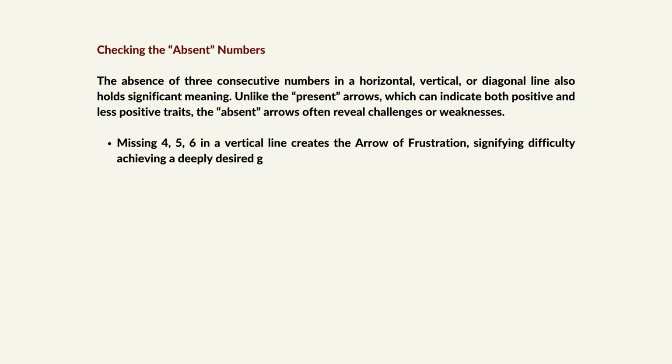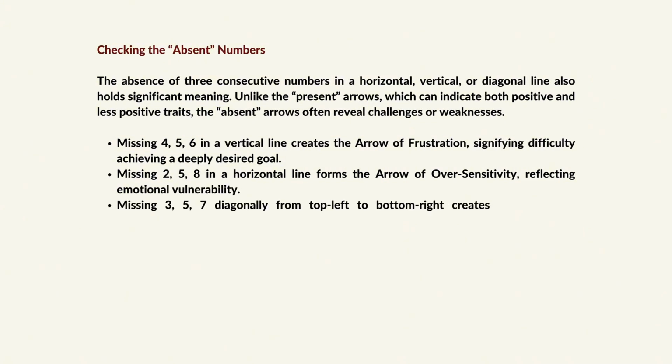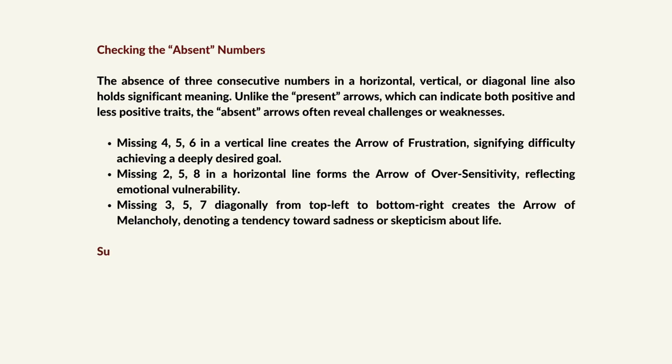Missing 2, 5, 8 in a horizontal line forms the arrow of oversensitivity, reflecting emotional vulnerability. Missing 3, 5, 7 diagonally from top left to bottom right creates the arrow of melancholy, denoting a tendency toward sadness or skepticism about life.